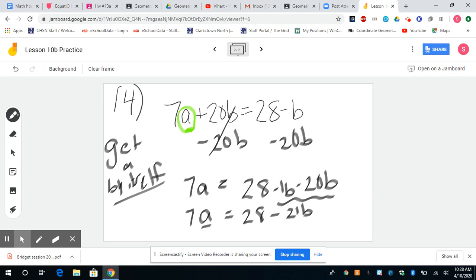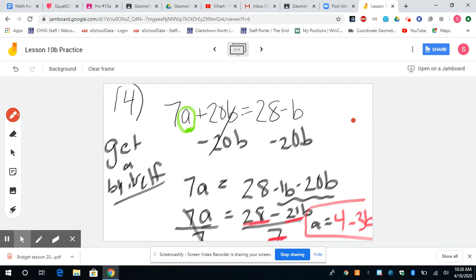And then you want a by itself. So what do you do to both sides to get a by itself? What's in front of it? It's a 7. The 7 is being multiplied. So you have to divide it, do the opposite to get it by itself. So a equals, and right here, if you notice, you can simplify this really nicely because 7 goes into 28 and it goes into 21. So 28 divided by 7 is 4 minus, and then 21 divided by 7 is 3, and then you just put the b there because the b isn't bothered by the 7.